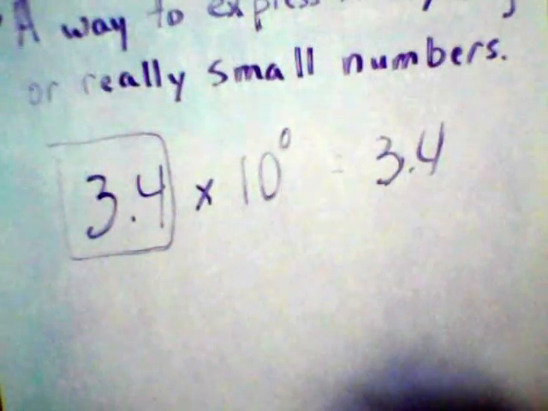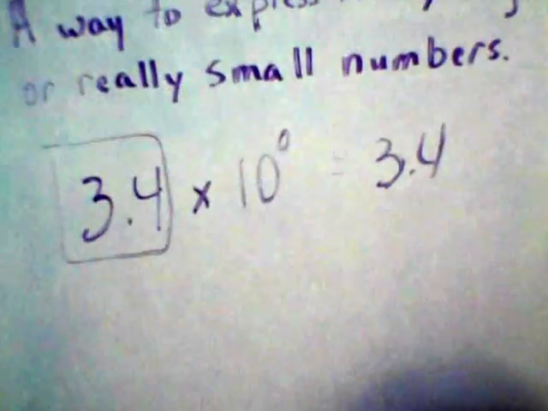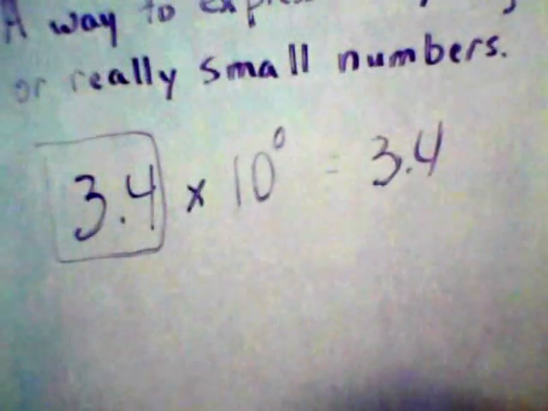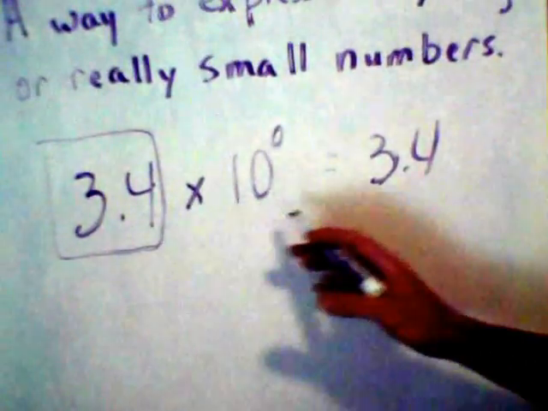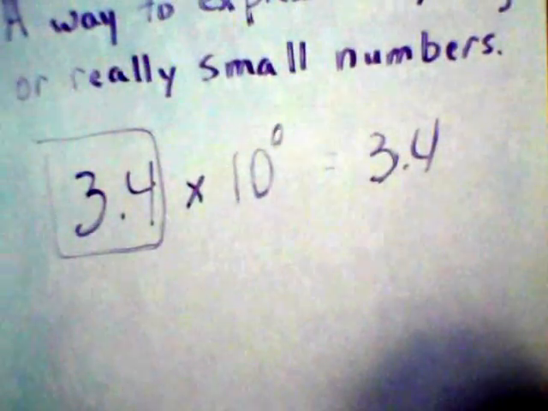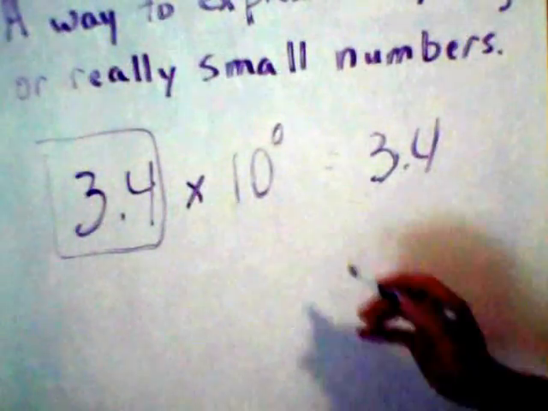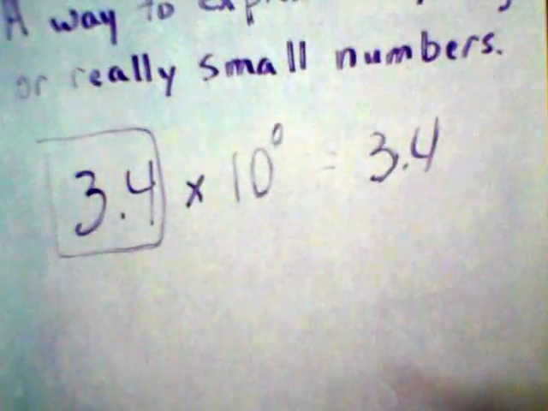So it's not such a big deal here because we only have one decimal. But if you had a very large number with multiple decimals at the end, it may be easier to write it as this than it would be any other way.